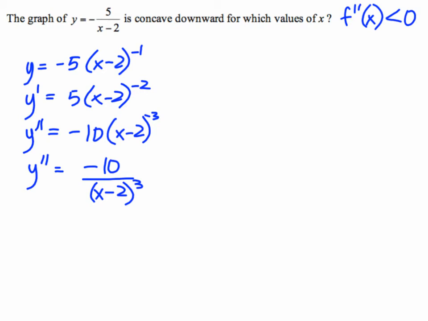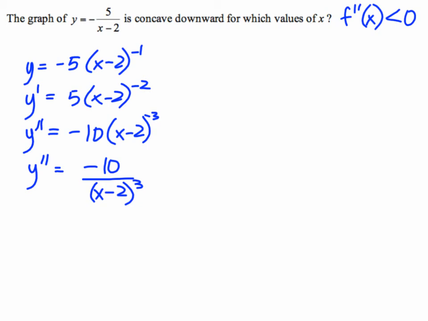Take the first derivative, subtract 1 from the exponent, and then take the second derivative, gives me -10, bracket x minus 2 to the power of -3. And if I'm going to make the -3 positive, I'm going to bring x minus 2 into the denominator. So my final derivative is -10 over x minus 2 all cubed.